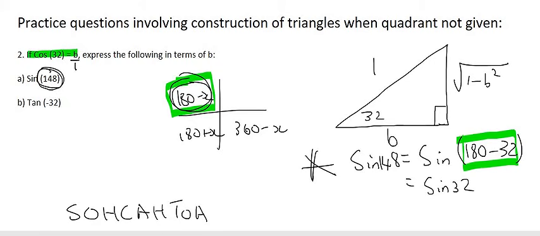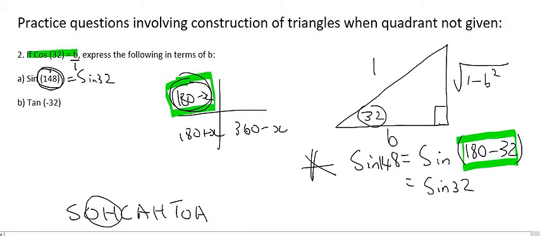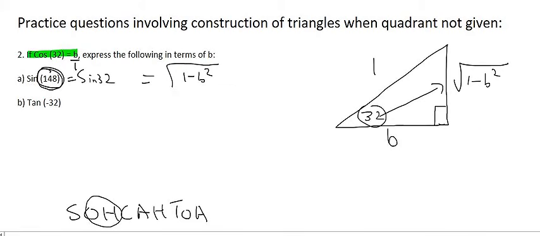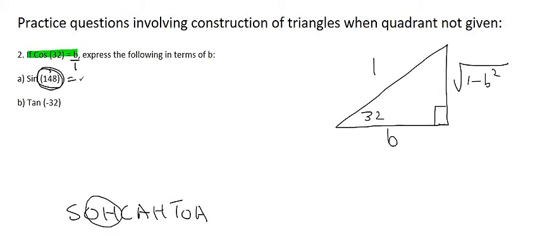And so we've just reduced this whole thing to sin 32. And look here, 32 is on the diagram. Alright, so now we just take the sin of that. We know that sin is opposite over hypotenuse, so the opposite is the square root of 1 minus b squared over the hypotenuse, which is 1. And so that's the end of that. That's the end of number 2a.